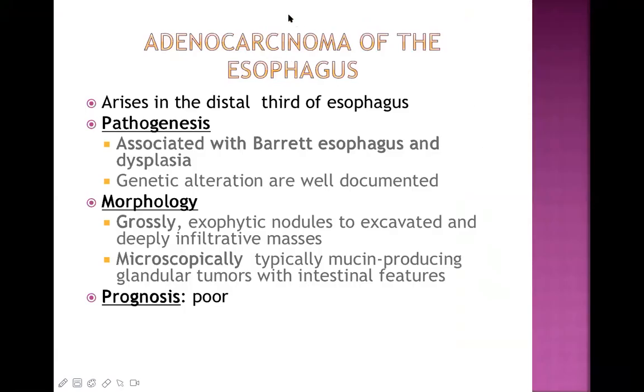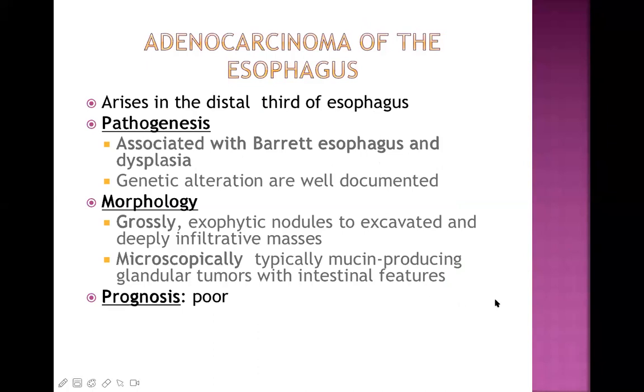Now another type is the adenocarcinoma of esophagus. Now, adenocarcinoma of esophagus arises more commonly in the distal third of the esophagus. And the most important cause for this is Barrett esophagus, which develops into dysplasia, and after this dysplasia, cancer will develop. So Barrett esophagus is the most important cause, and you can explain the whole pathogenesis here.